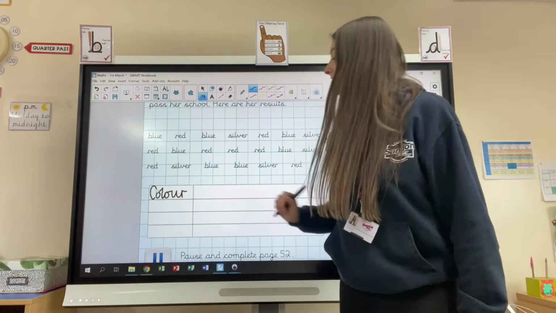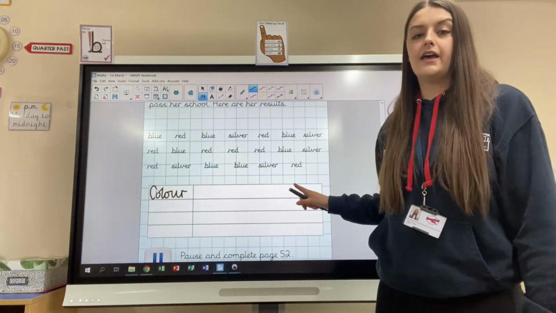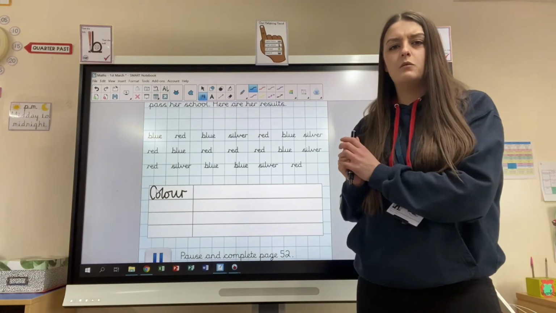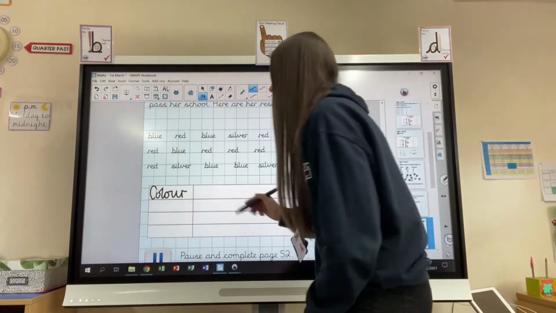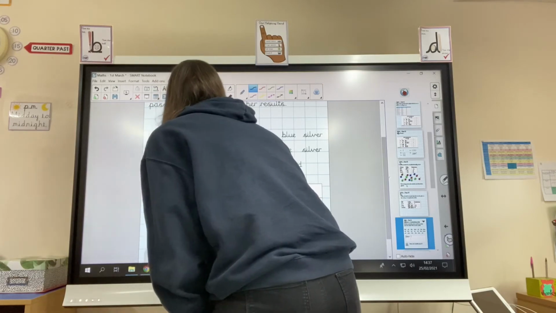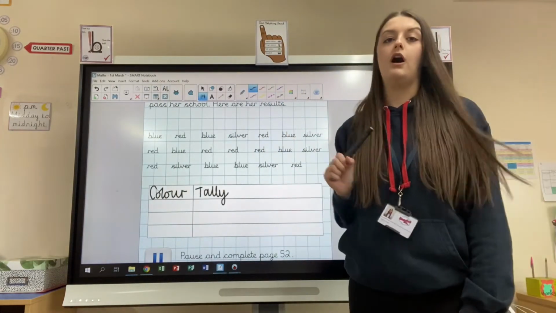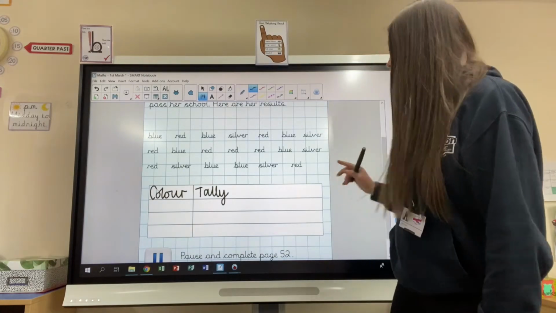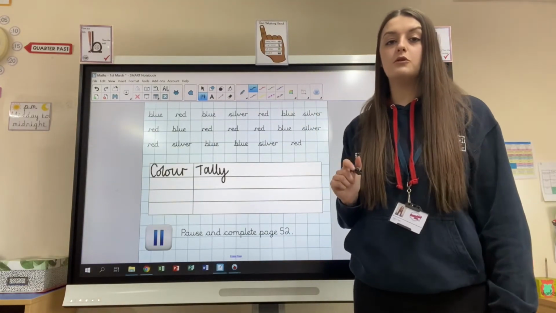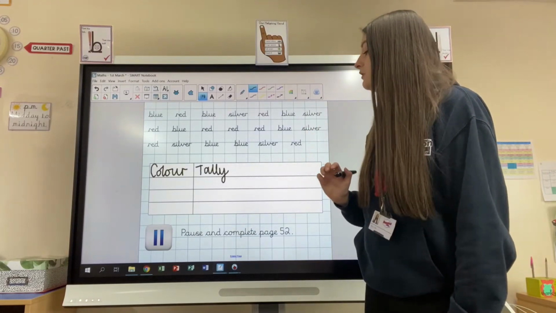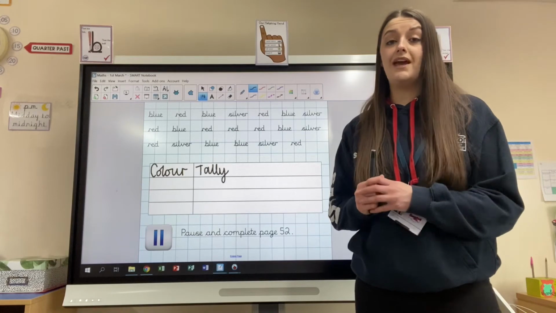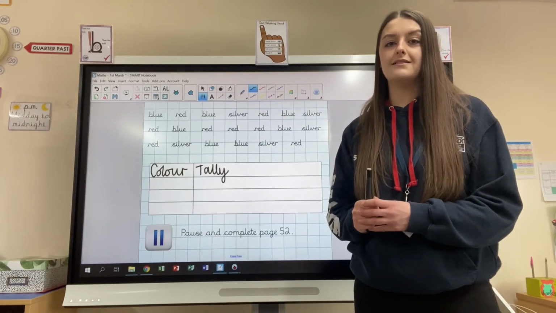Red, blue and silver. For this title then, what are we constructing here? We're constructing a tally chart, so I'm going to write tally, because that's where you're going to represent the number of the different colour cars, okay? So I'd like you to have a go at that. You can tick off the colours as you go, so you're not getting confused between them. So I want you to pause the video now and have a go at completing page 52 in your booklets.